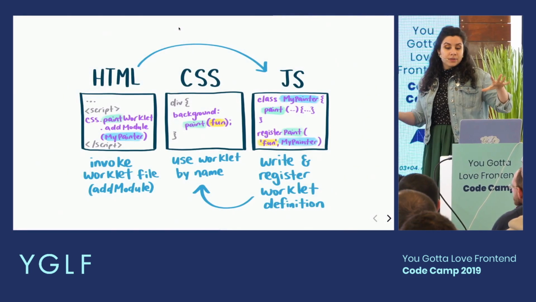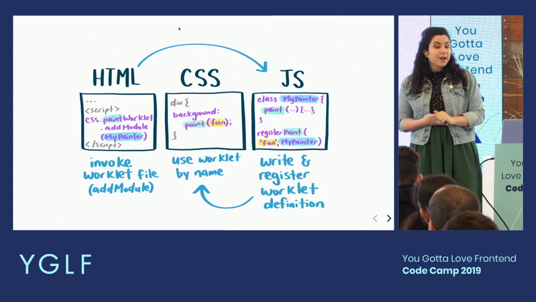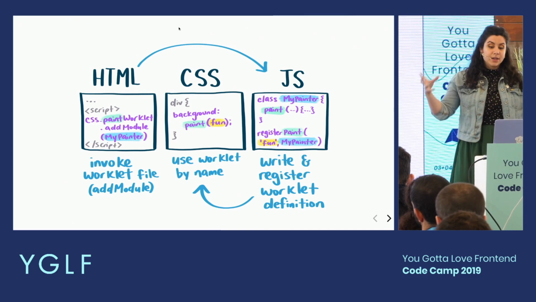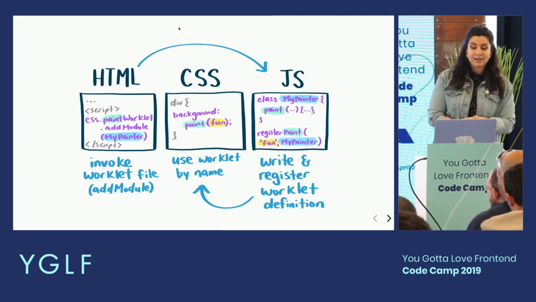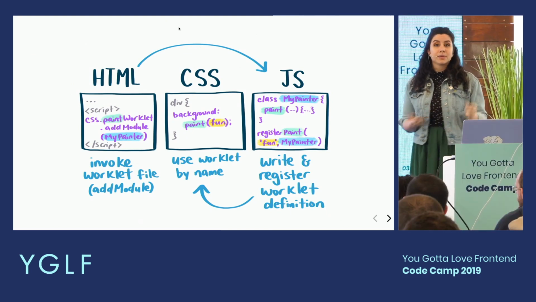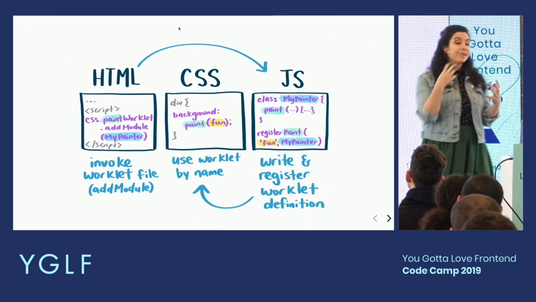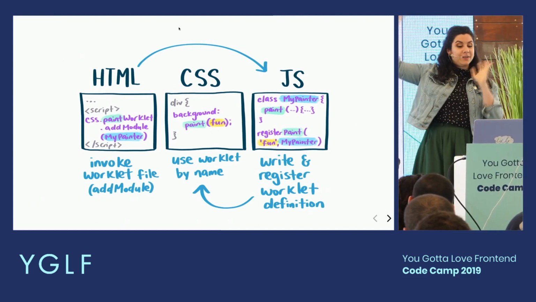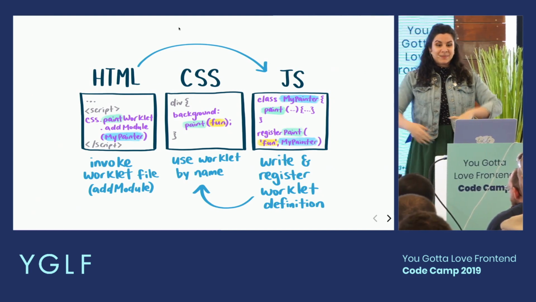In JavaScript, you have a class that you're registering, and that could be a paint or a layout. You have to give it a name. Then you can invoke that worklet file in the HTML, so you add it to the CSS interface that the browser is now going to read and understand. And then in CSS, you can use the worklet by the name that you gave it inside of your JavaScript. So you can access that in CSS.